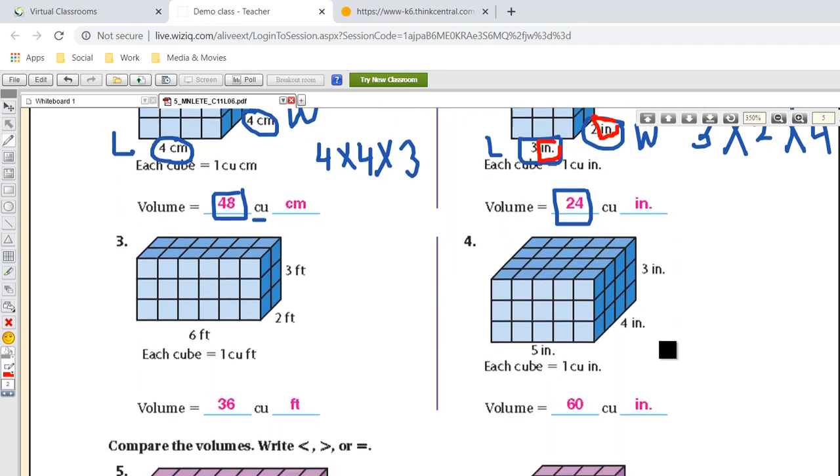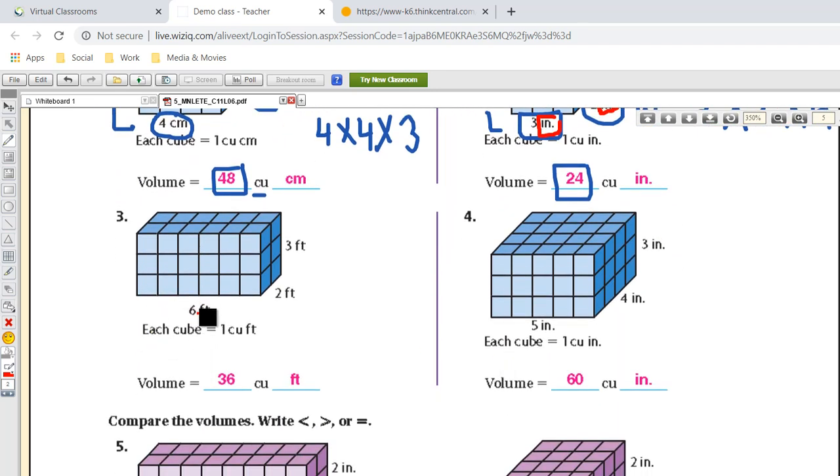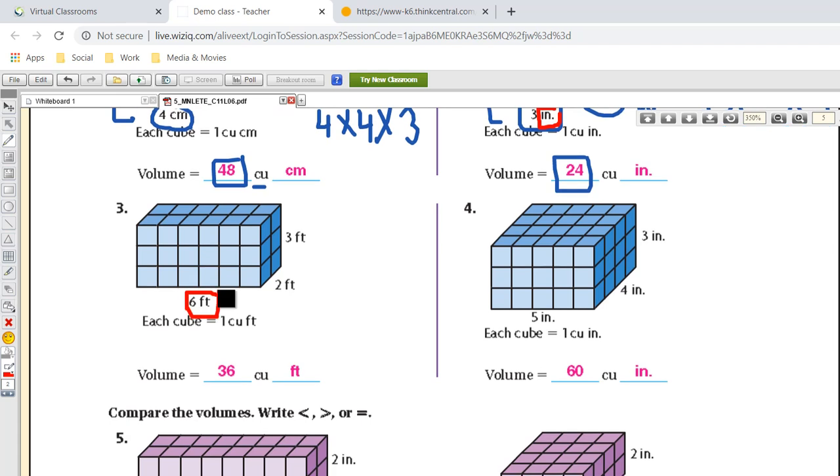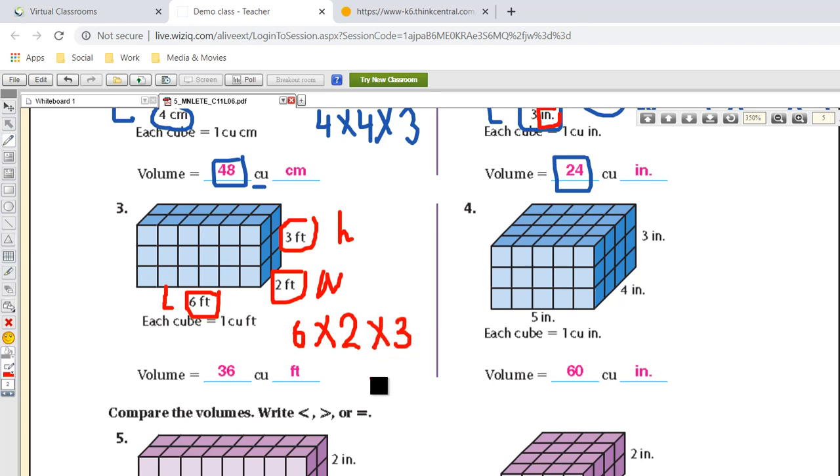Okay, the next one, the same here. We have 3 dimensions: length, width, height. So this is the length and this is the width and this is the height, and we want to get the volume. The volume equals what? Length times width times height. So it will be 6 times 2 times 3. Write the steps with me, guys, okay? So 6 multiplied by 2 equals 12, multiplied by 3 equals 36.